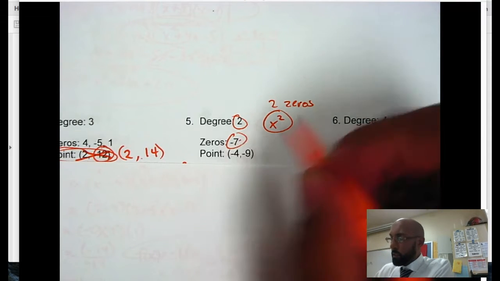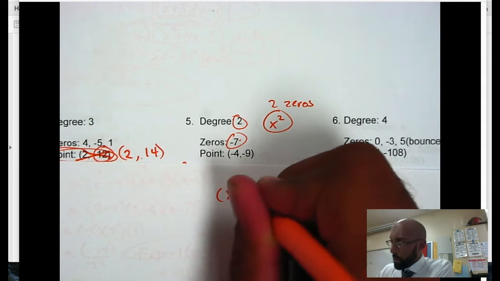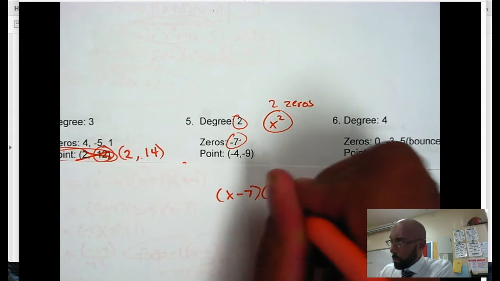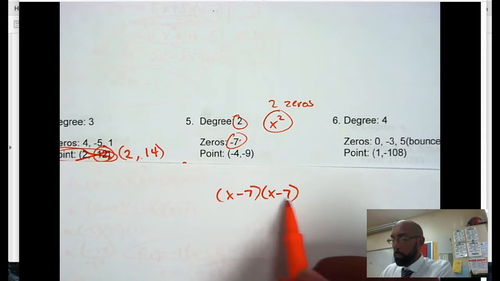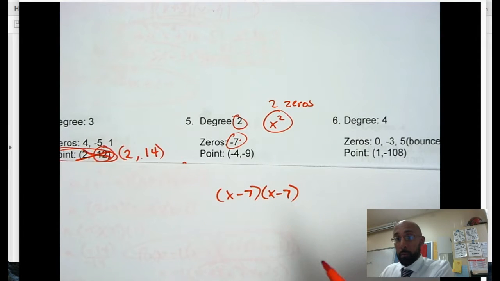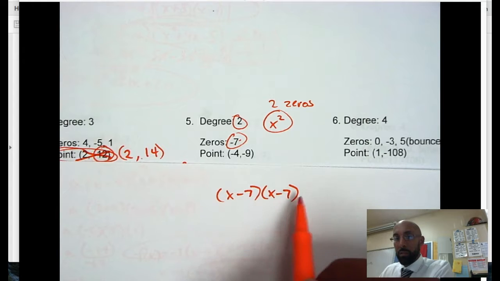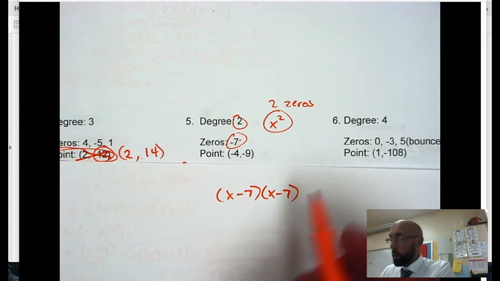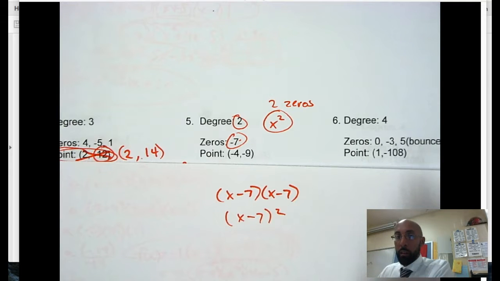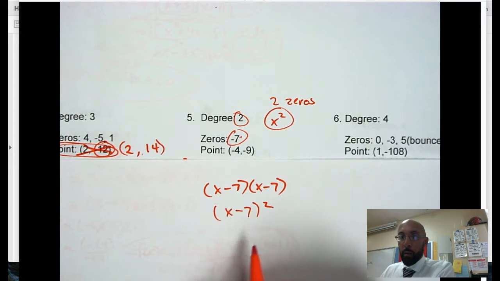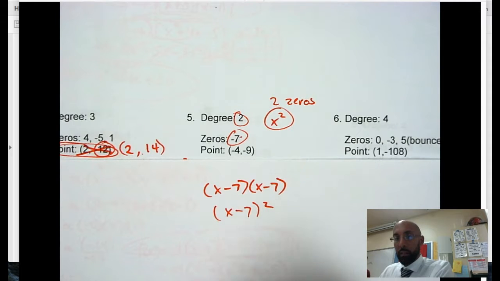So what that means is that when we write out x minus 7, we're going to have 2 of them, because it's a degree of 2, so there should be 2 intercepts. Okay, but again, those are the same intercept, right? So technically it's only 1, but we need to put them together like this. Squared. And that's important because now we know that it's going to bounce at this point.